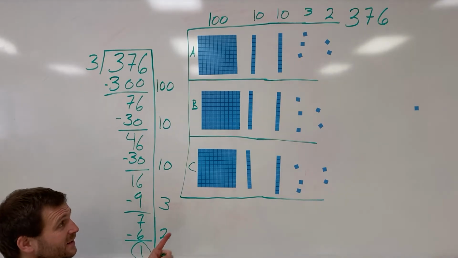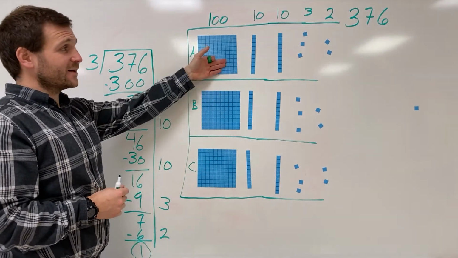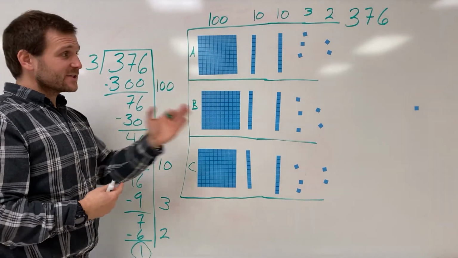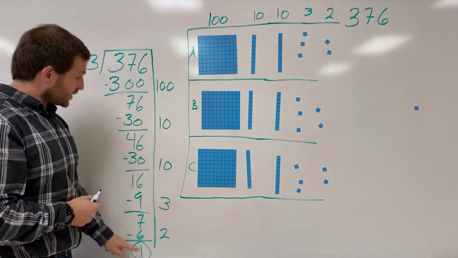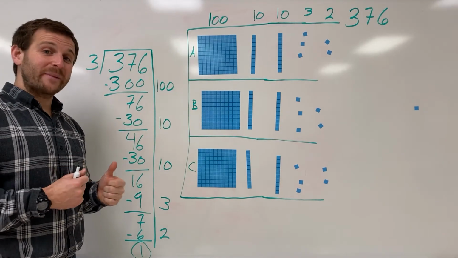Now that 1, I can't put it evenly in any of the groups. If I put 1 here, it would make the group uneven. So I have to leave it out. So I circle it. It can no longer be divided by 3. So that's what's going to become my remainder.